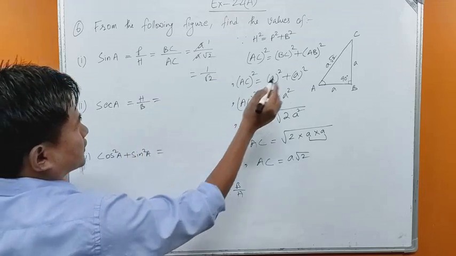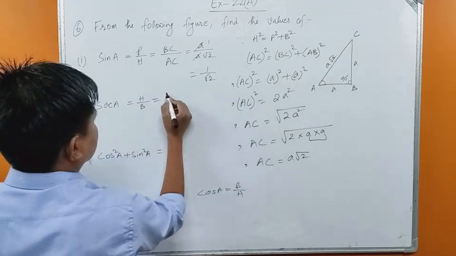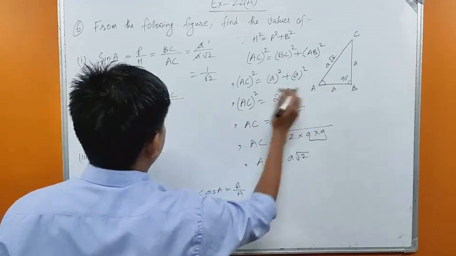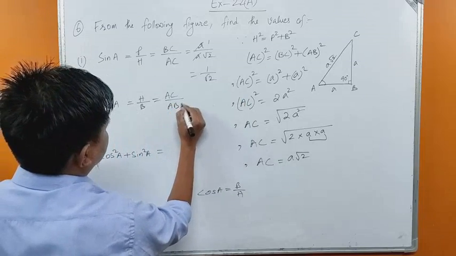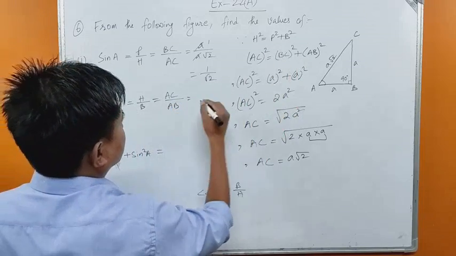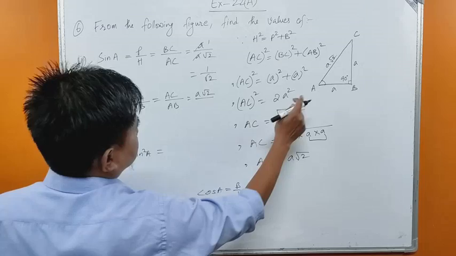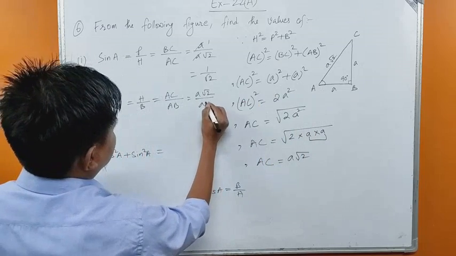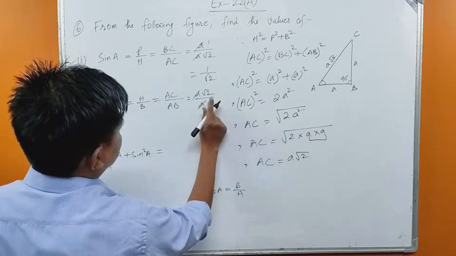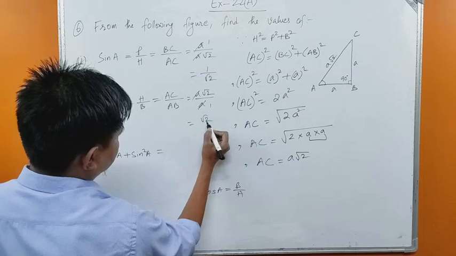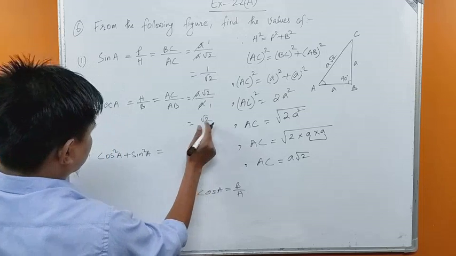So what is h? H is AC, and what is base? Base is AB. So AC is a into root 2, and base is a. So a cancels out, we have 1 in the denominator, so root 2 upon 1 is root 2.